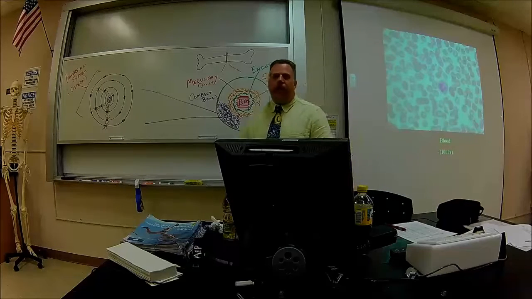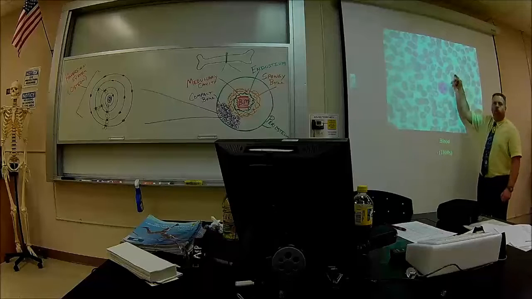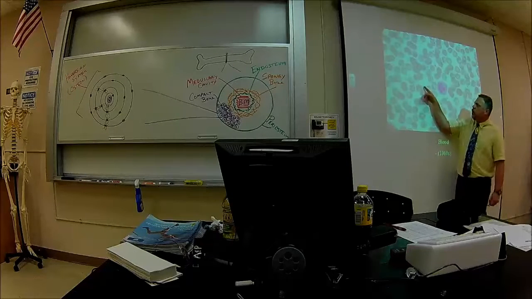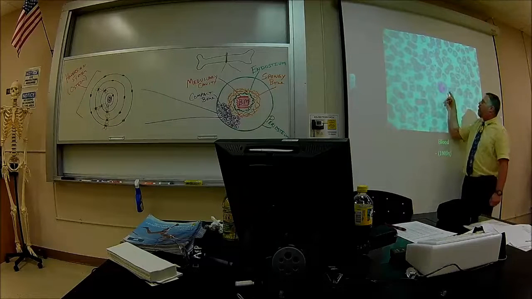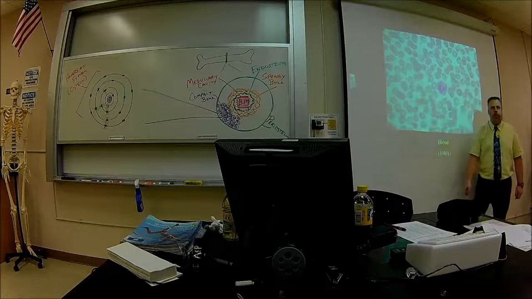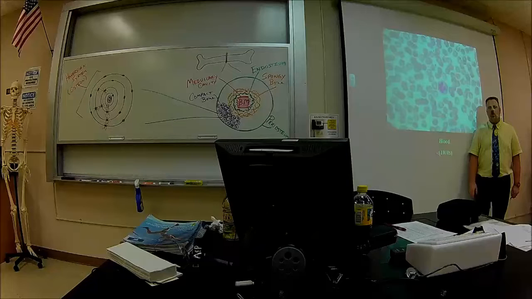Then you got blood. Numerous red blood cells all around here that carry oxygen. You could definitely see the platelets, those little specks over there, scattered. Those are going to help clot blood. And there's a white blood cell that's going to fight infections.